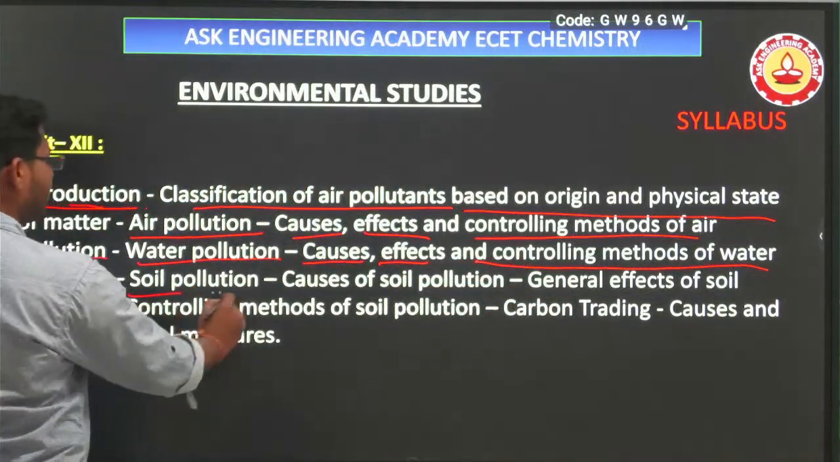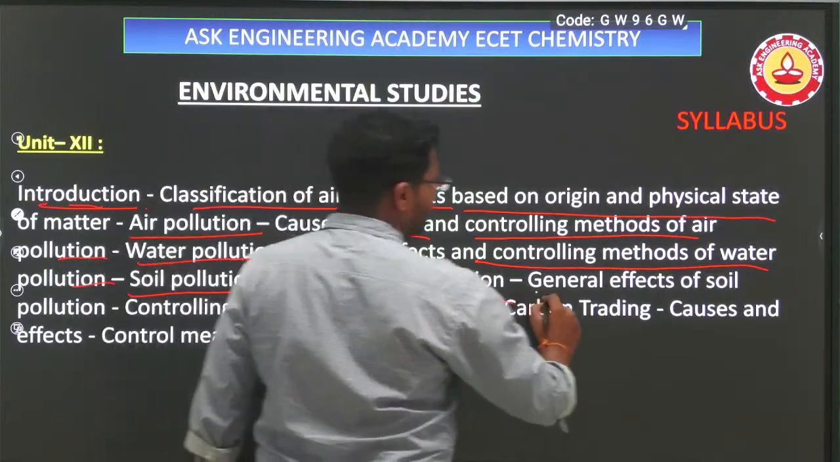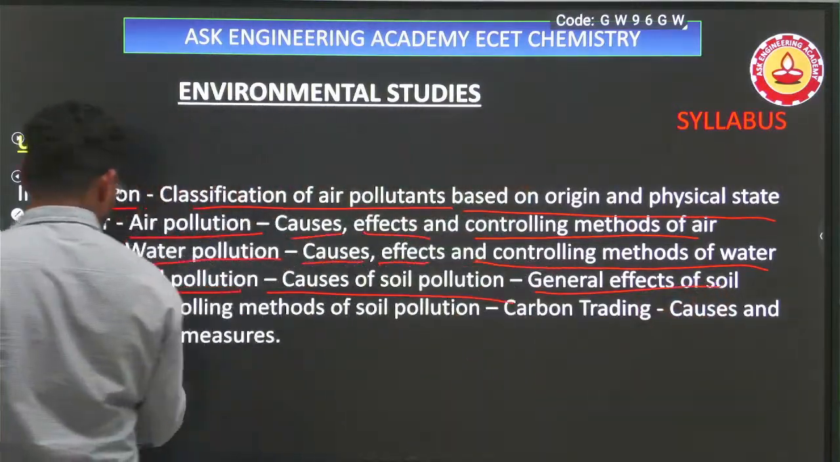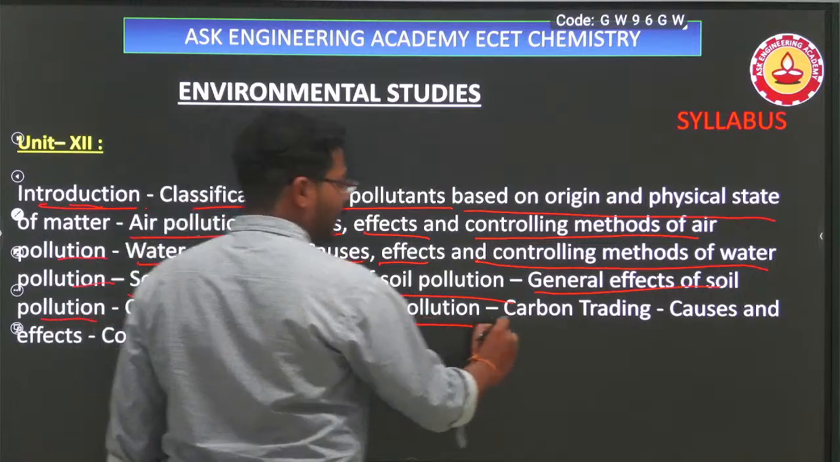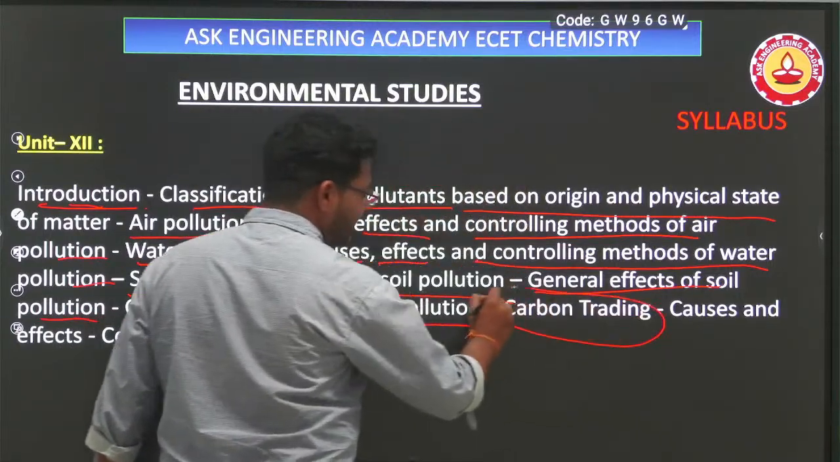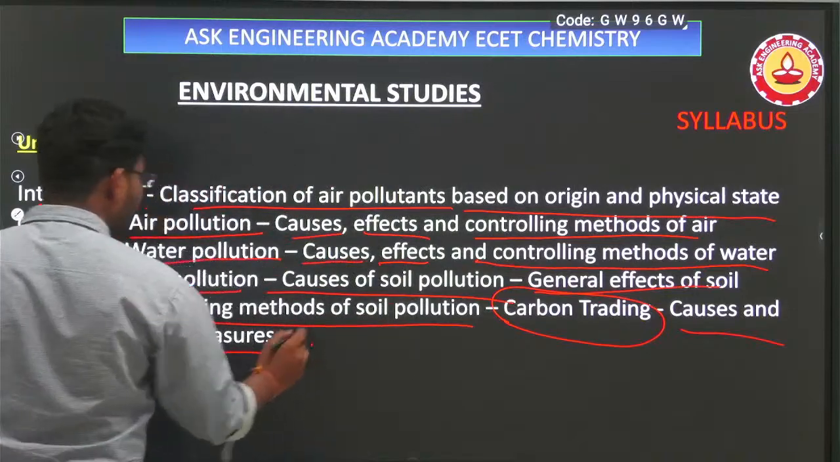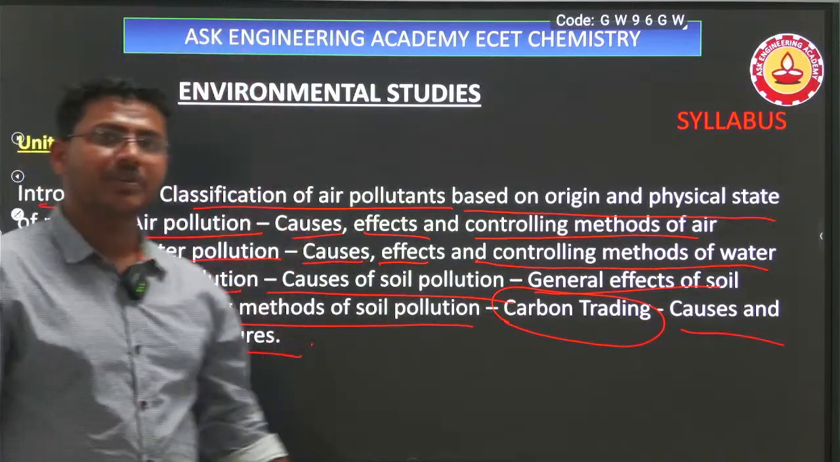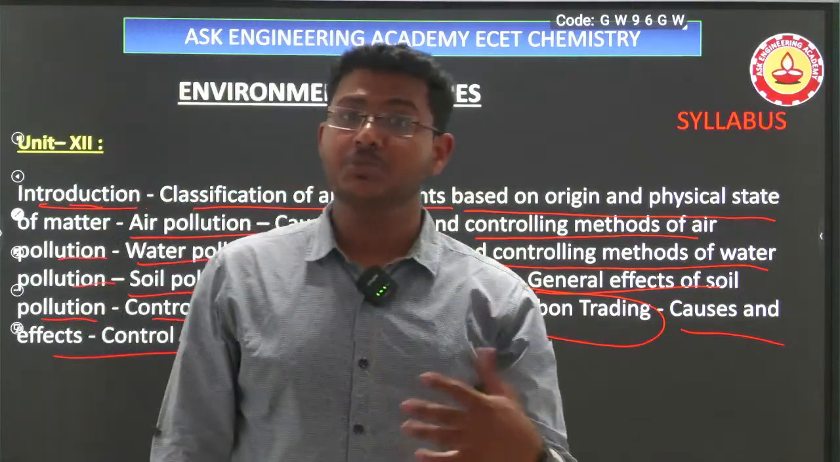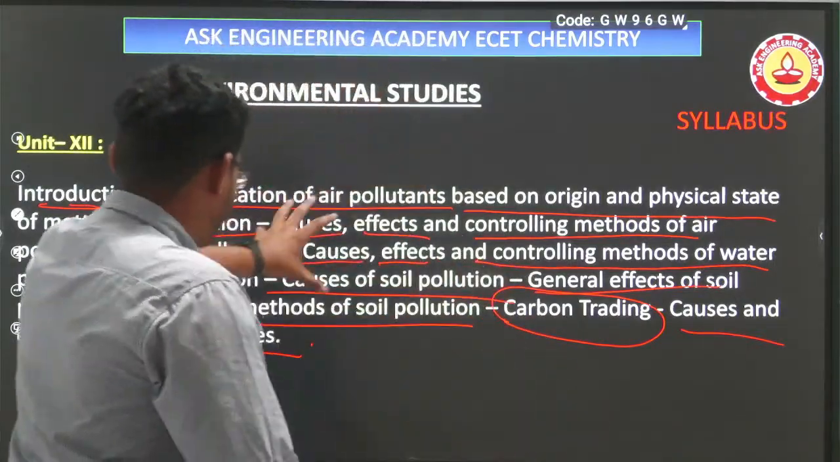Next, soil pollution: causes of soil pollution, general effects of soil pollution, and controlling methods of soil pollution. Third one is an important concept, that is carbon trading. Next, causes and effects, control measures. So this is all about the content. It is also called a preface. This is all about the preface for this topic.